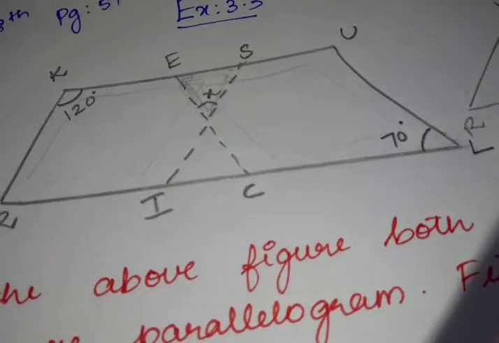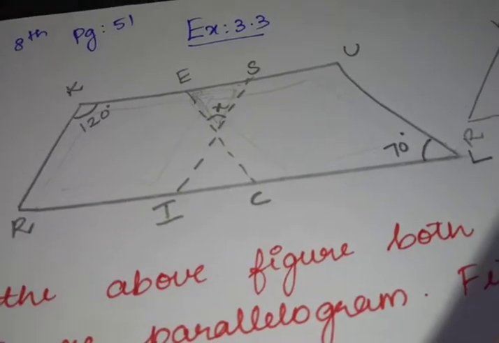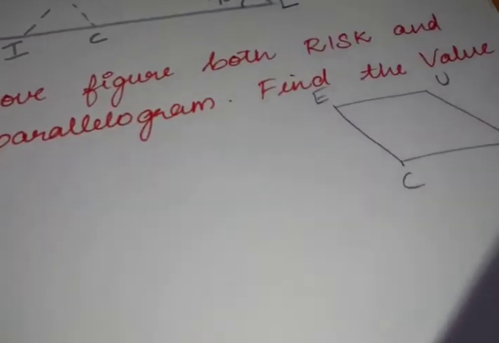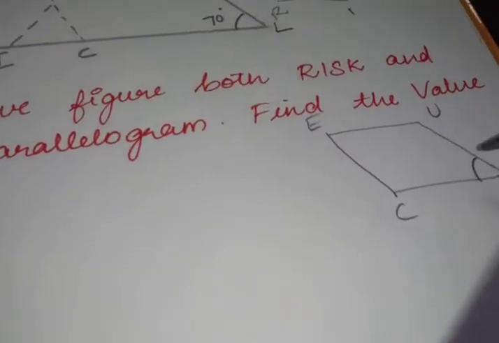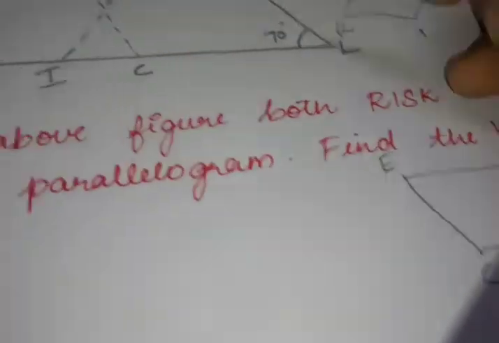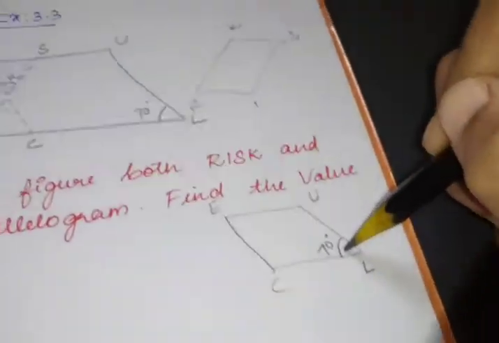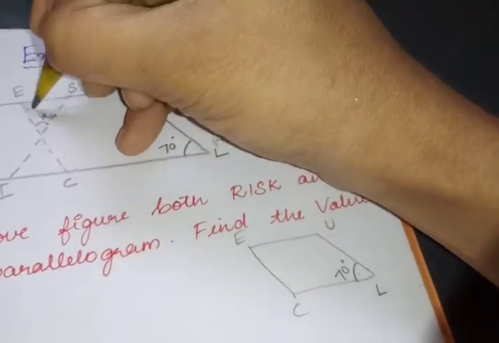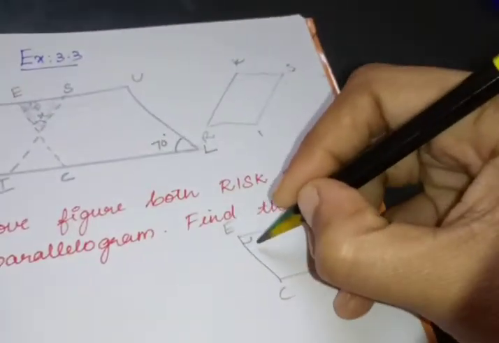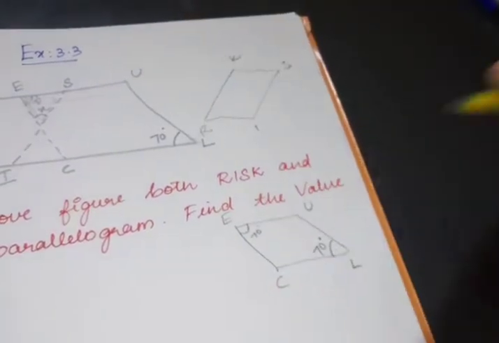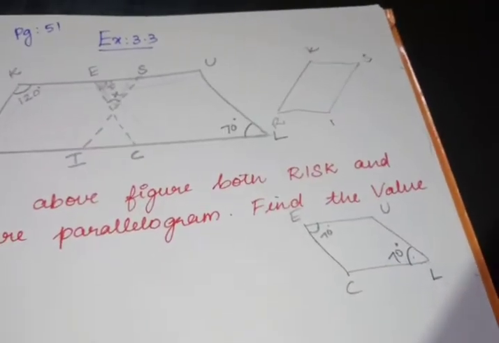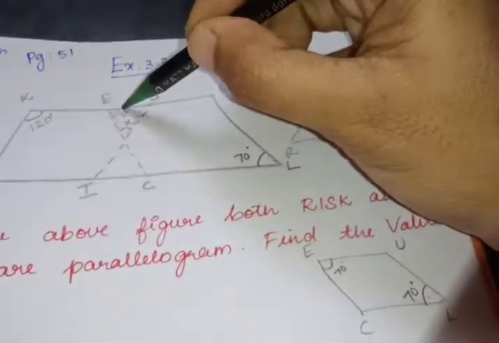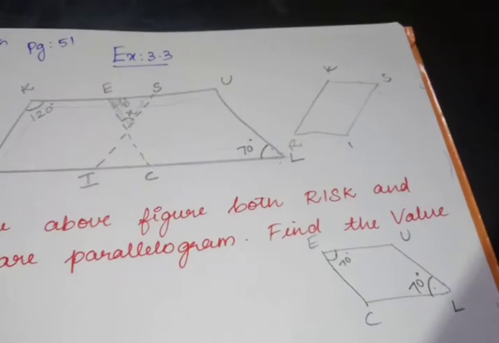Okay. Now, first we can find the value of E. How? Because E and L, what degree, children? L is 70 degrees, right? So I am substituting here. If L is 70, E is also 70. Why? Opposite angles of a parallelogram are equal. Is it correct? So if L is 70, E is also 70, so both the angles will be 70 degrees.